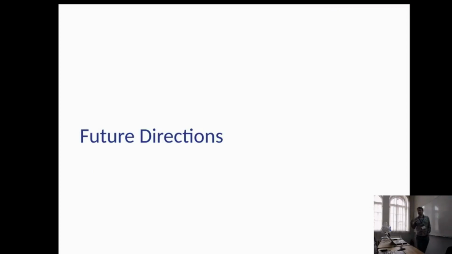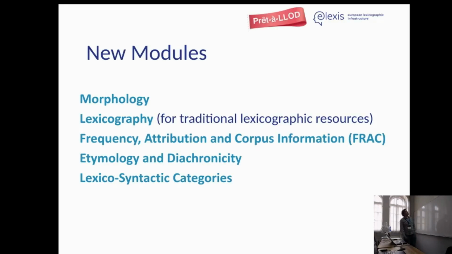So these were the modules that were standardized in the 2016 version, but we haven't stopped since then. So we're now working on new things. We have a morphology module, which we have got a paper on at the ELEXIS conference in October in Portugal. We have the lexicography module, which is now released, which is trying to bridge a little bit the gap between our ontology and our RDF world and more traditional lexicography. Then under development, we have modules for frequency, attribution, and corpus information, which is called FRAC, and etymology and diachronicity, and we have lexicosyntactic categories coming.